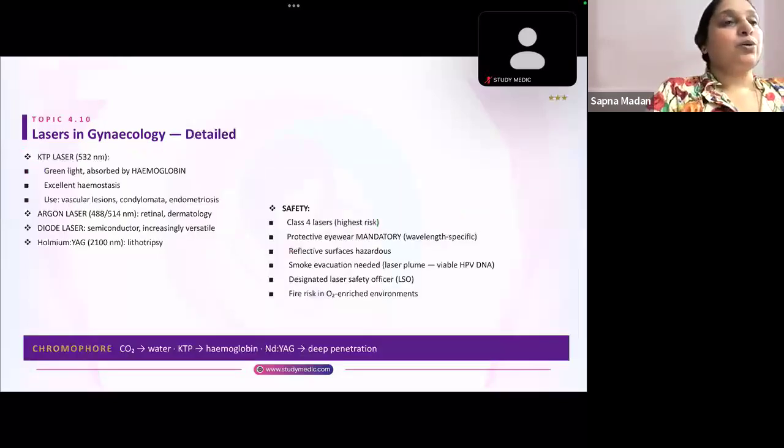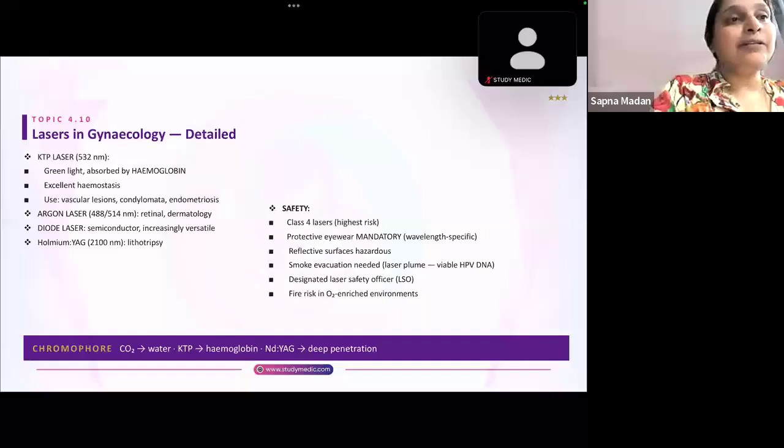So the KTP laser is 532 nanometers, and it has a green light absorbed by hemoglobin, excellent hemostasis, used in vascular lesions like condylomata and endometriosis. Then the argon laser has a little lower wavelength. It is around 488 to 514 nanometers. It is used in retinal procedures and in dermatology.